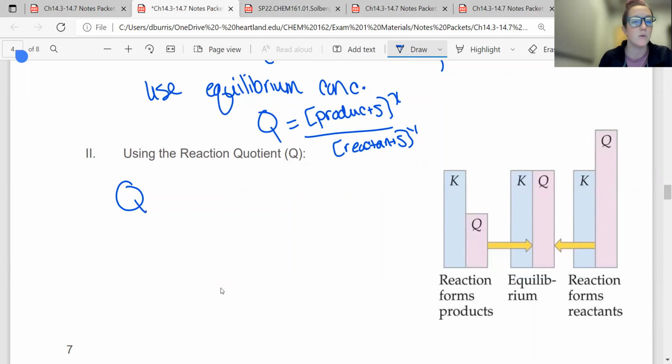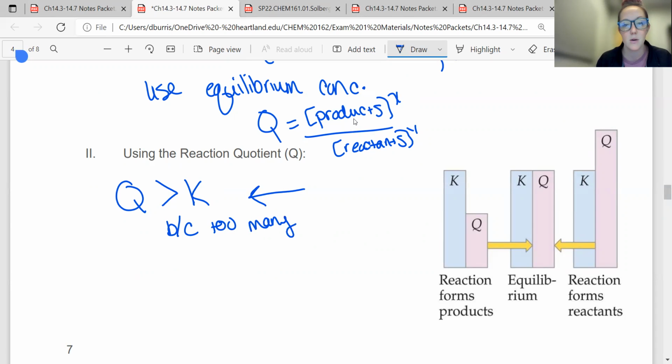So how do I use this? If you calculate Q and Q is greater than K, that means the number is too big. If you look at how Q is calculated, that means I have too many products. So if I have too many products, it's going to have to go reverse to reach back to K. So if Q is greater than K, it's going to go backward because it has too many products. In order to reach the K value, I need my products to decrease and my reactants to increase. So it's going to go backward.